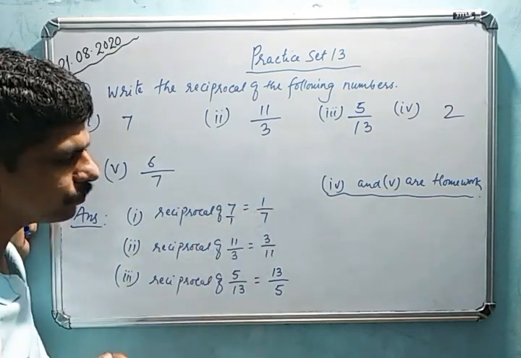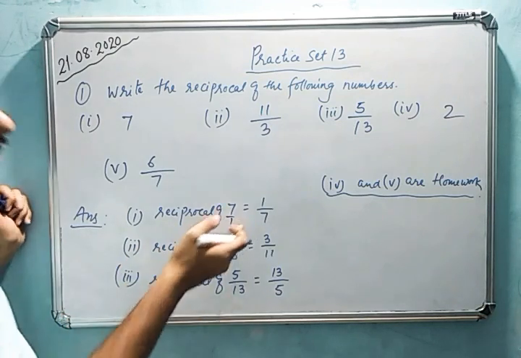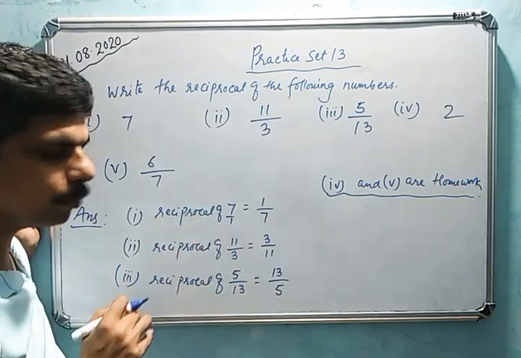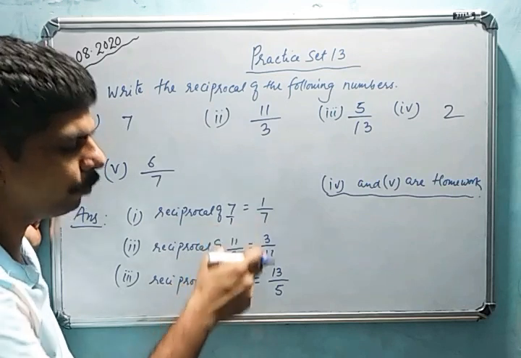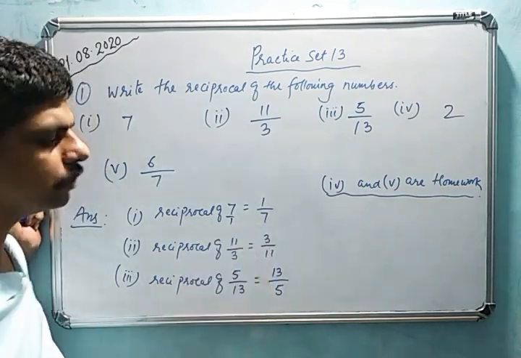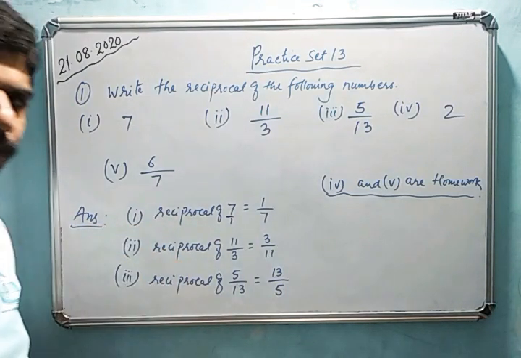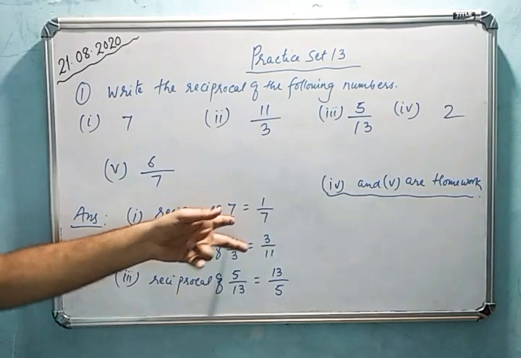So that is why it is written as 1 upon 7. Isn't it? Reciprocal of 11 upon 3, just write the numerator in place of denominator. So 3 upon 11. Okay. And reciprocal of 5 by 13 is 13 upon 5. So that is how you can write reciprocal of any number. Okay. Just you have to flip numerator and denominator.